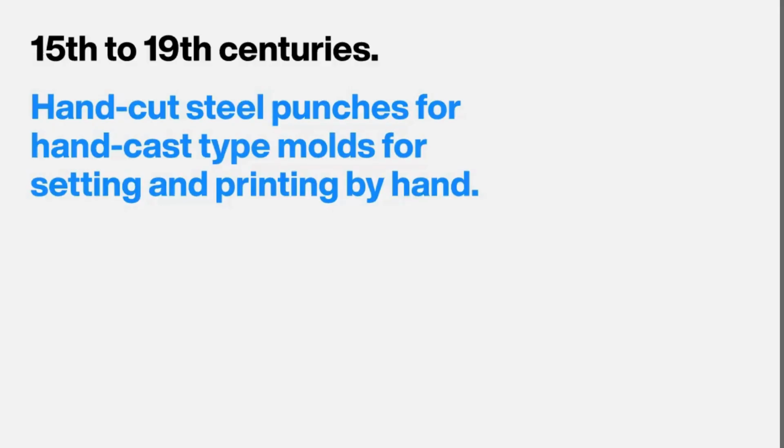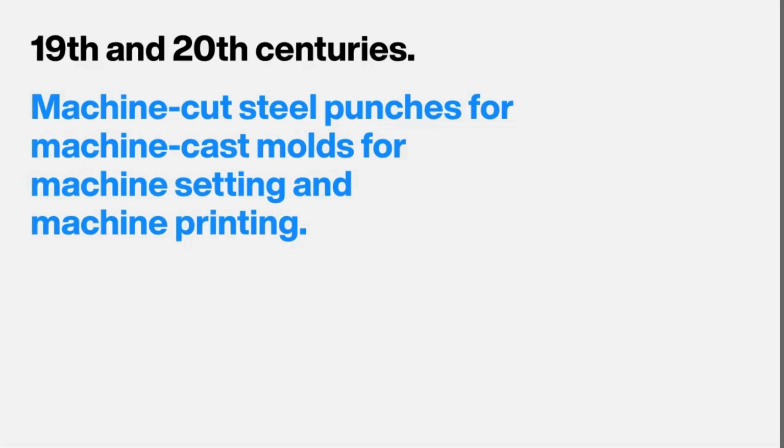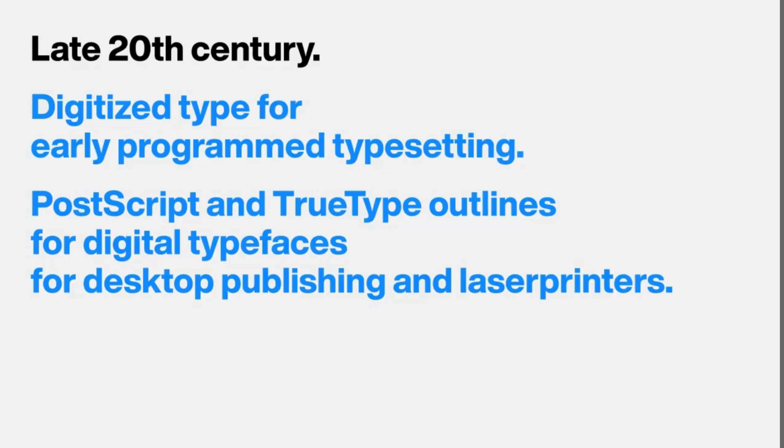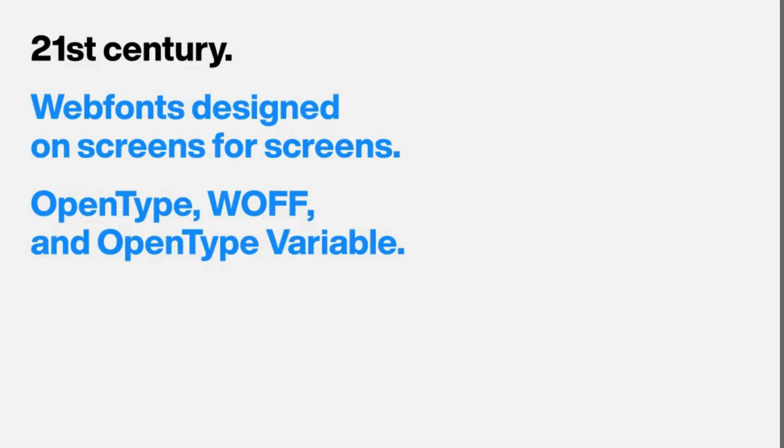And there's the lens of type as technology, from hand-cut steel punches that were used to make molds for casting type by hand and for setting and printing by hand, to machine-cut steel punches that were used to make molds for machine-cast setting and machine printing, to hand-drawn type that was photographically reproduced for phototypesetting and printing on offset presses, to digital type for early digital typesetting, to PostScript outlines for digital typefaces for use in desktop publishing and laser printers, to web fonts that were designed on screens and for screens, from PostScript Type 1 to TrueType to OpenType to WOFF to OpenType Variable.